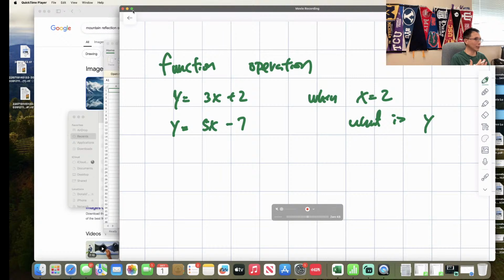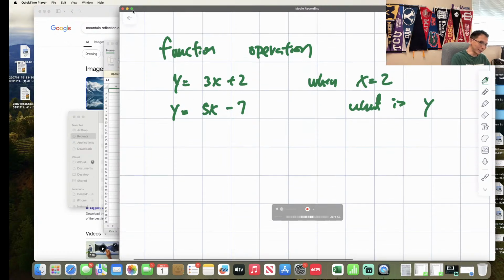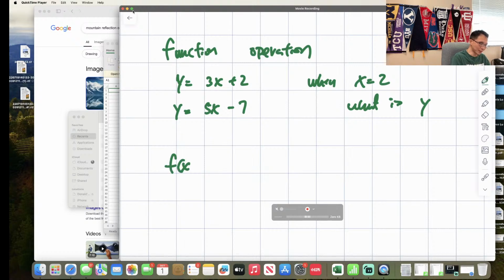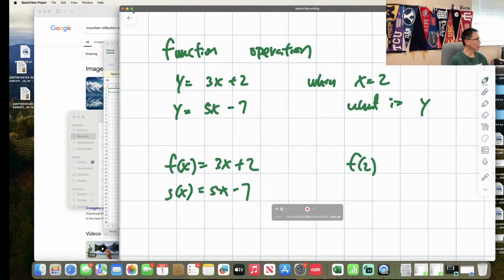So ideally, we have to create a different notation so we can differentiate which y we're talking about. So we can say, well, f of x is equal to 3x plus 2 now, and g of x equal to 5x minus 7. Now I can say, well, I want to find out what f of 2 is. What is f of 2? It's going to be 8 because you're going to plug into the first equation, because you know I'm dealing with the input into the f function rather than the g function. So this is why we establish function notation.